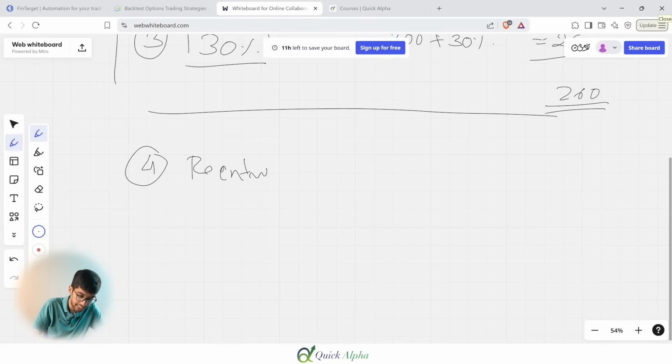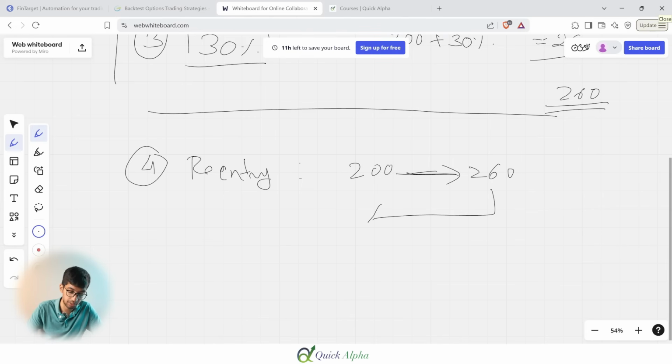So what is re-entry? Re-entry is basically whenever a particular leg hits your stop loss and then comes back to your cost price. In this case, let us assume you have entered at 200 and your stop loss is at 260. The option surges up, hits 260 and again comes back to 200. So whenever it hits your stop loss and comes back to its cost price, you are going to re-enter the option and again place a new stop loss at 260.